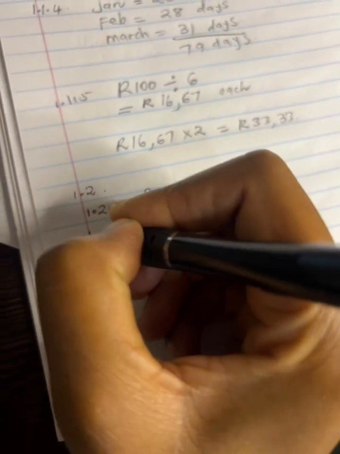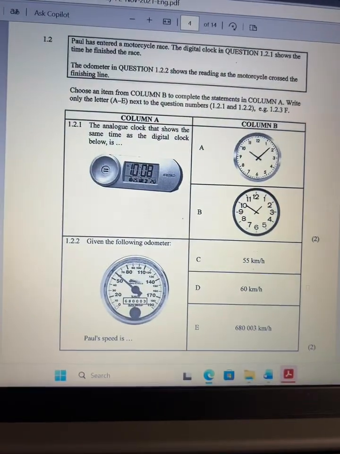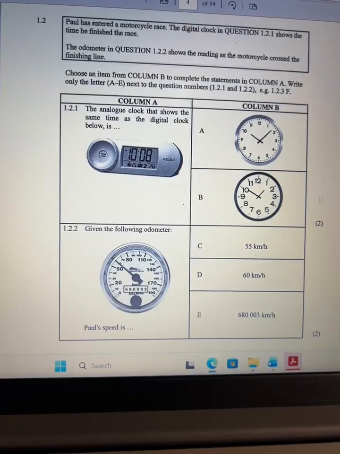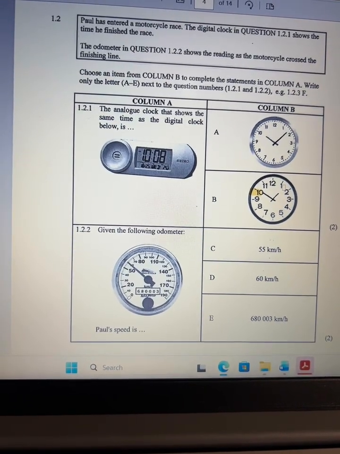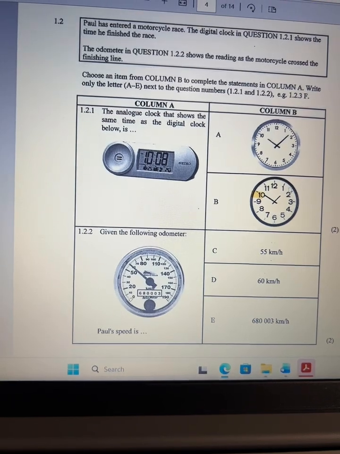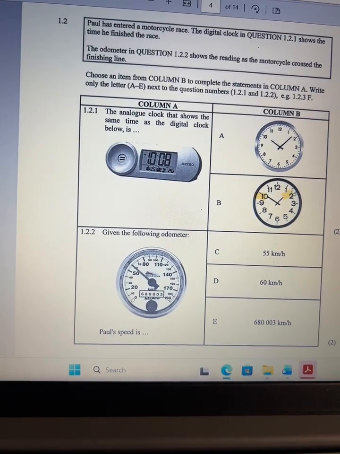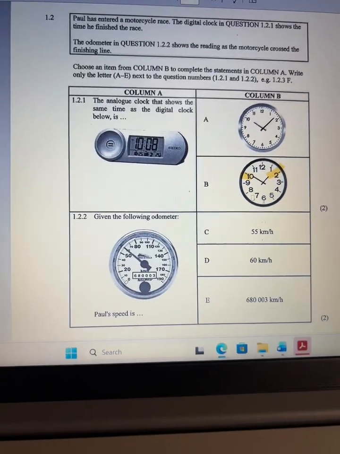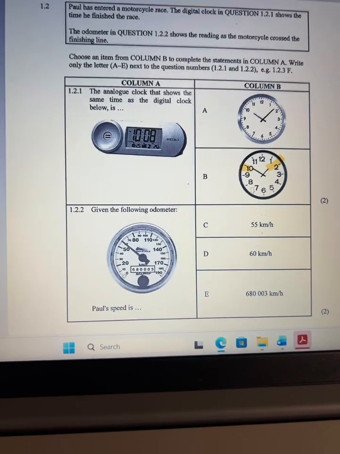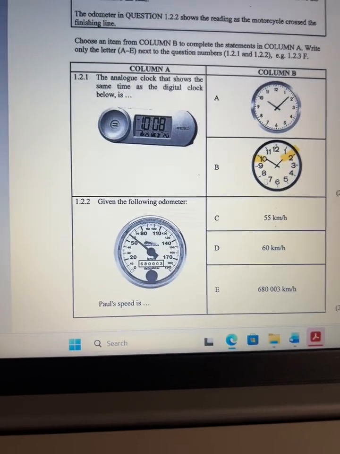And then 1.2.2. When we talk about the number, if you check, here is 10, and then here is 5, and then 8 is somewhere here, which makes this one qualify to be 8 past 10. So let's go to number B, which is 1.2.2.